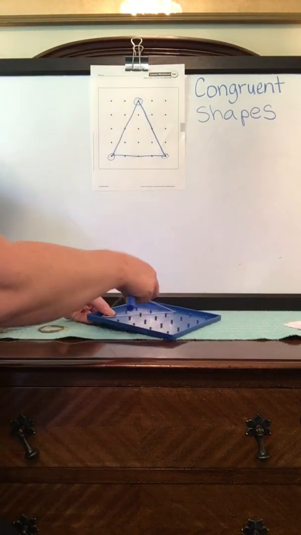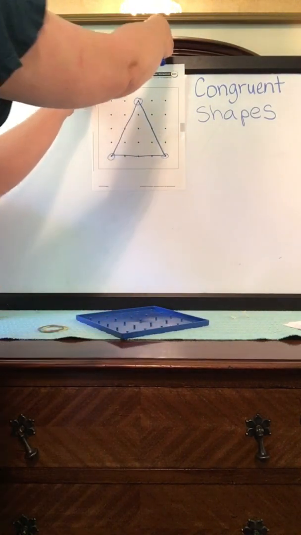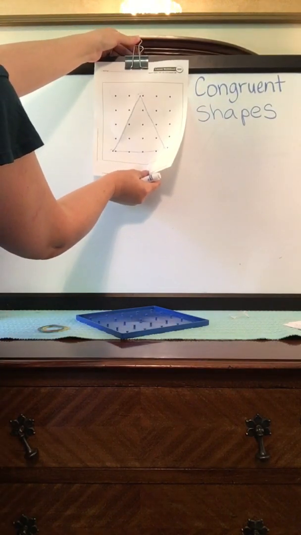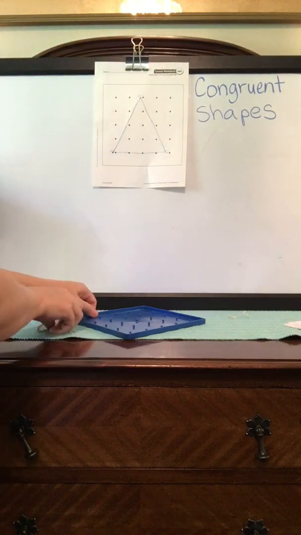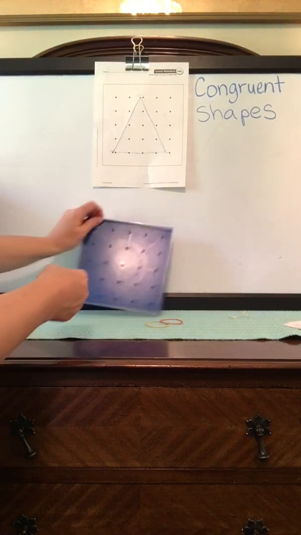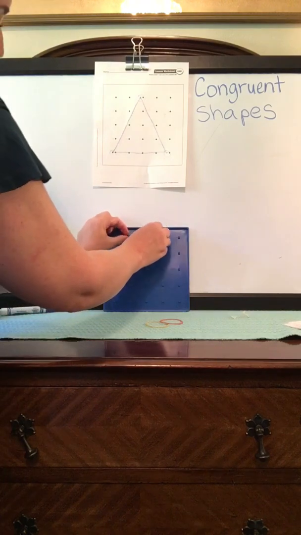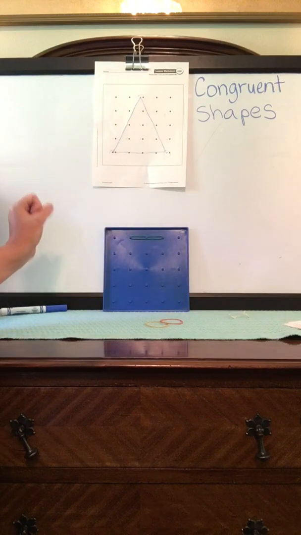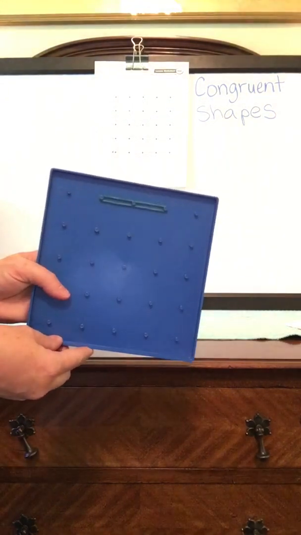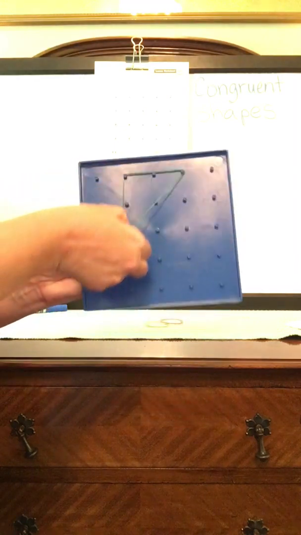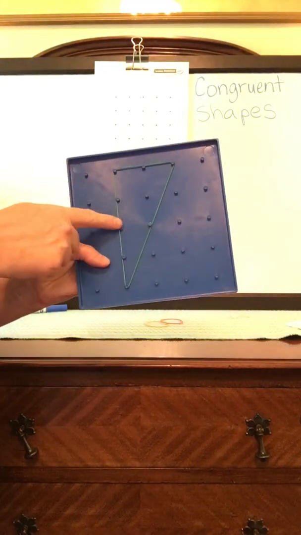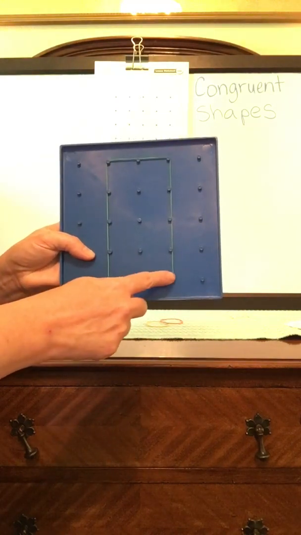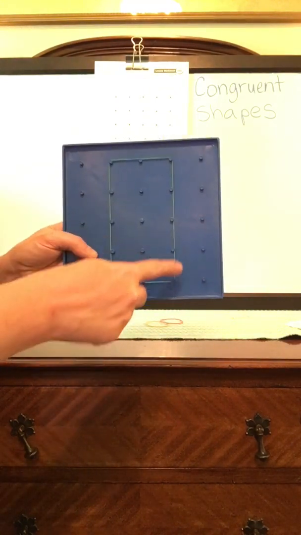Okay, boys and girls, I'm going to take my rubber band off. I'm going to turn my paper over. I want you to turn your paper over. And let's do a new shape. All right, let's see. I think I'm going to go 1, 2, 3 across the top with my green. You can barely see it. Then I'm going to pull it down. 1, 2, 3, 4, 5 across the bottom.